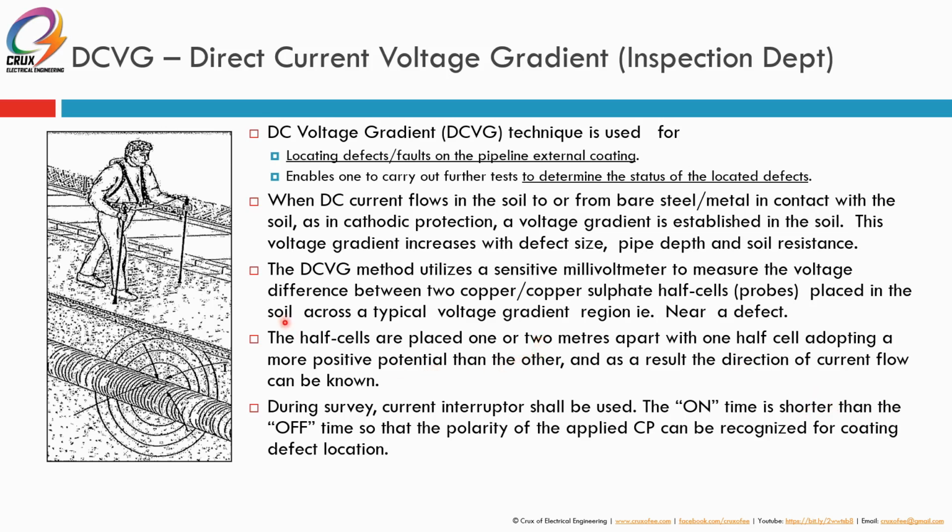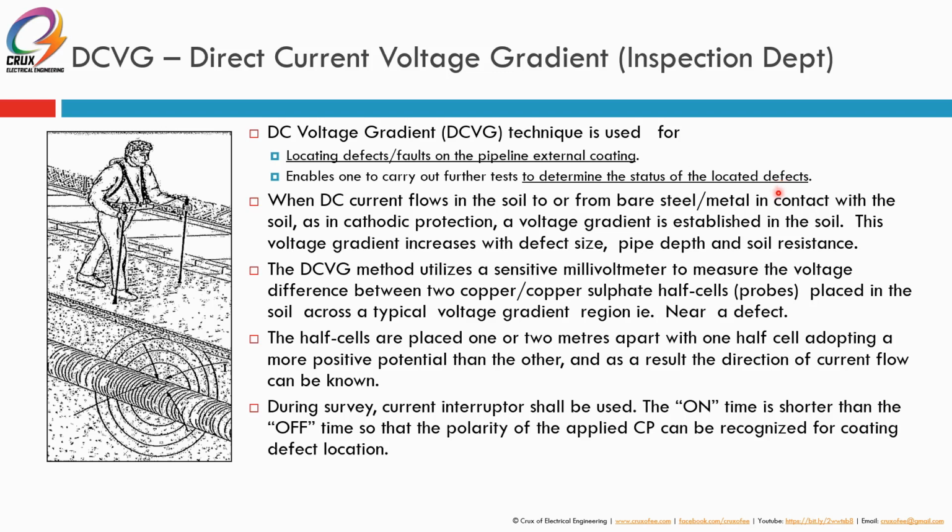And this is DCVG. DCVG is the direct current voltage gradient inspection department. So this is not under electrical per se. This one, inspection or the material corrosion team, they will do this. So the DC voltage gradient or DCVG is used to locate defects or faults on the pipeline external coating only. So it enables one to carry out further tests to determine the status of the located faults.